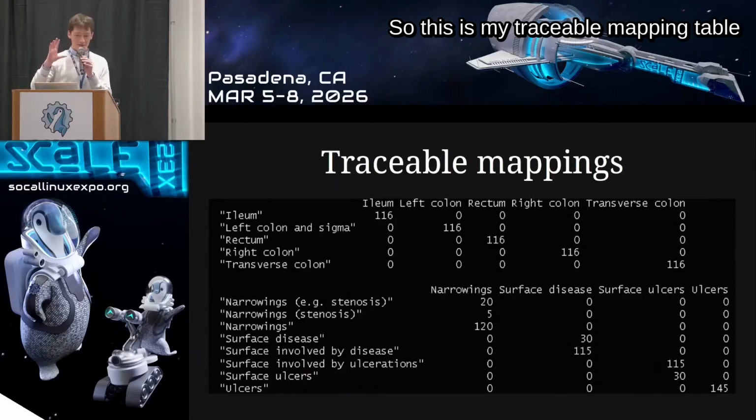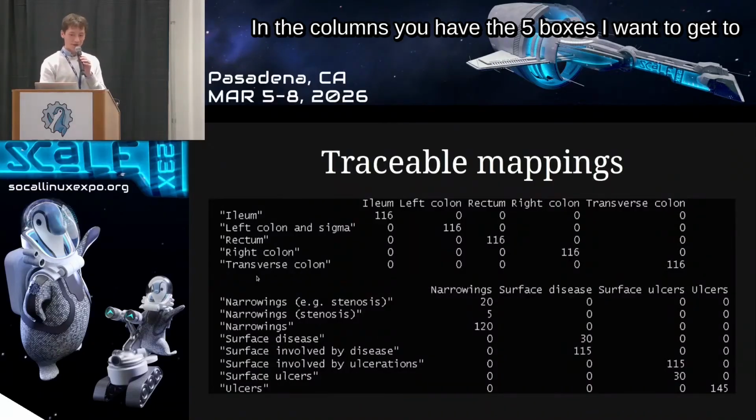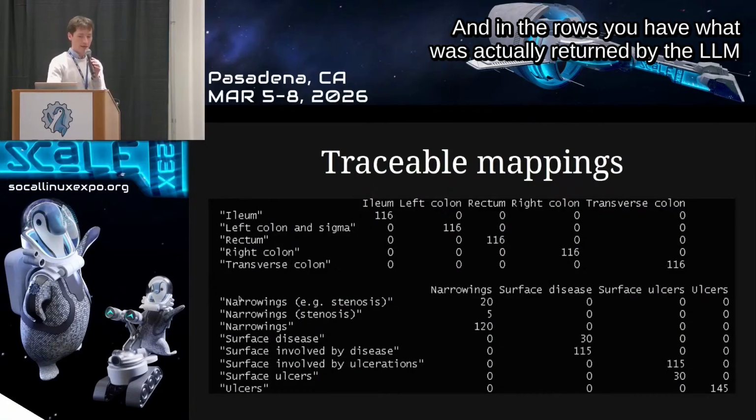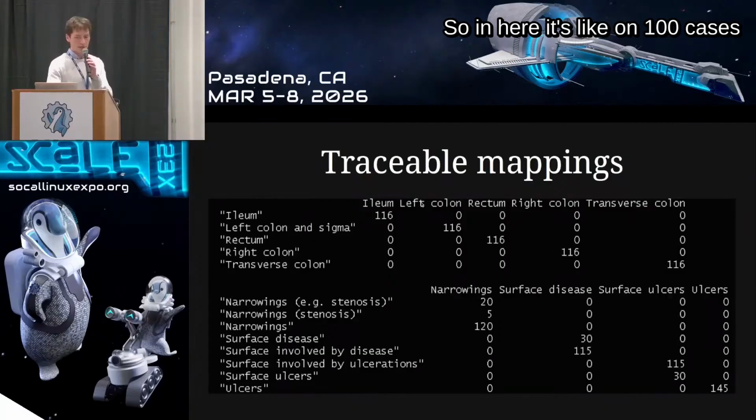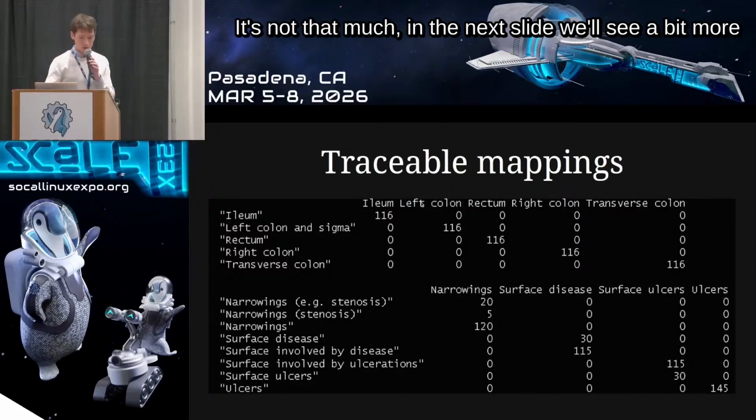So this is my traceable mapping table. In the columns, you have the 5 boxes I want to get to. And in the rows, you have what was actually returned by the LLM. So in here, it's on 100 cases. It's not that much. In the next slide, we'll see a bit more.